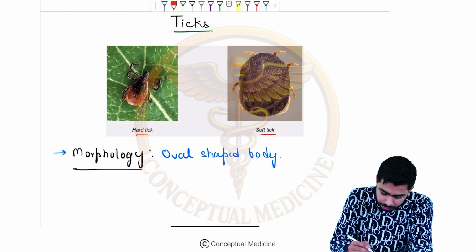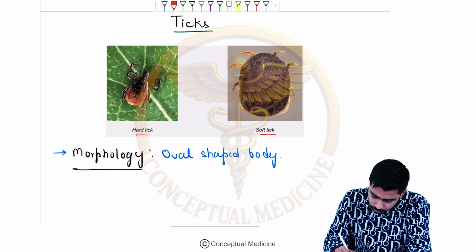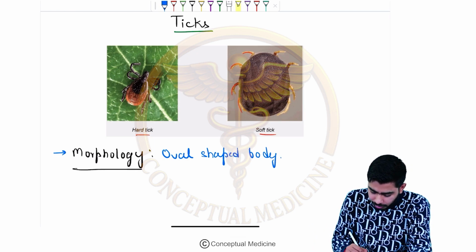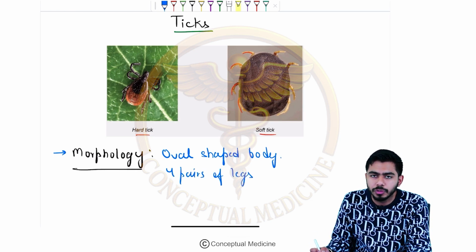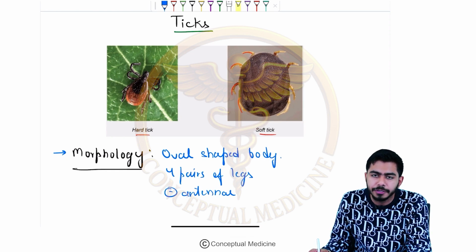Then if you talk about the soft tick, same, guys: 1, 2, 3, 4. So 4 pairs of legs are present over there. So I shall write that they have 4 pairs of legs. Can you see the antennae? No, we don't see the antennae over here. So they do not have antennae.